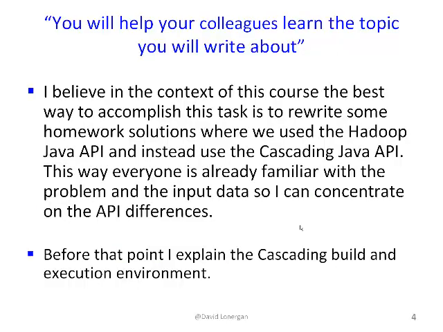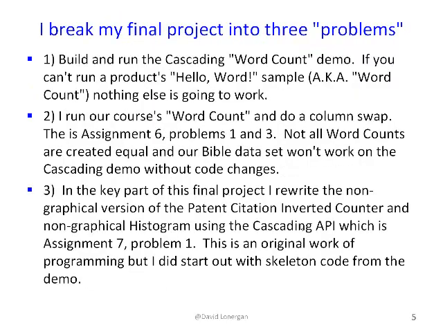I believe, in the context of this course and helping my colleagues learn about this topic, the best way to accomplish this task is to rewrite some homework solutions where we use the Hadoop Java API and instead use the Cascading Java API. This way everyone is already familiar with the problem and the input data, so I can concentrate on the API differences. Before that point, I explain the Cascading build and execution environment.